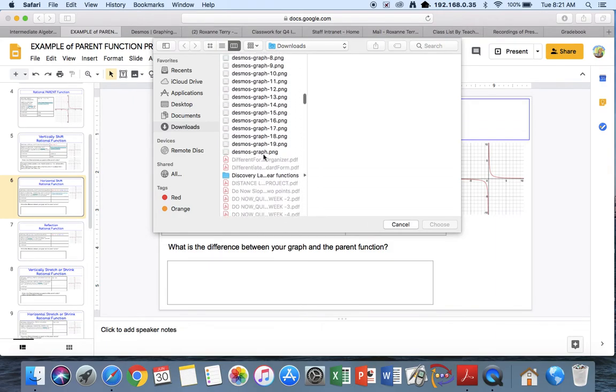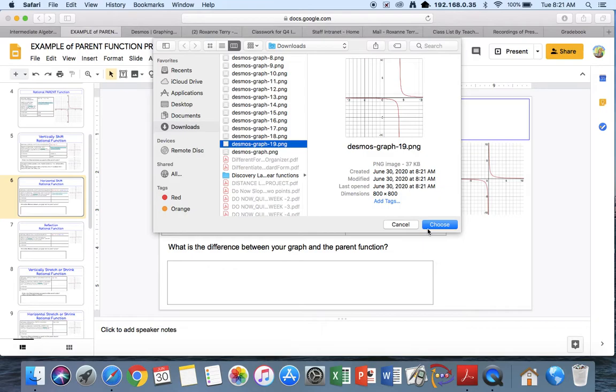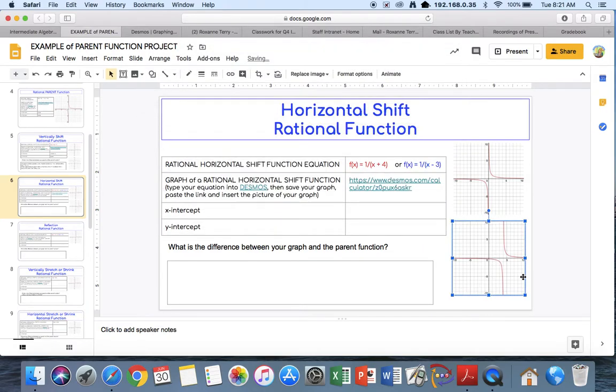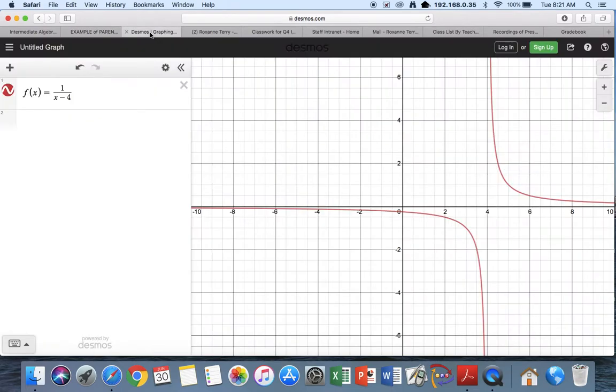I have lots of them. So I believe it's this last one I put in there, and that's it. So I'm going to put that in there. All right, so now you can see the two graphs. Let's check what the y-intercept and x-intercept is. So I'm going to go back to the DESMOS graph. It will be easier to see.